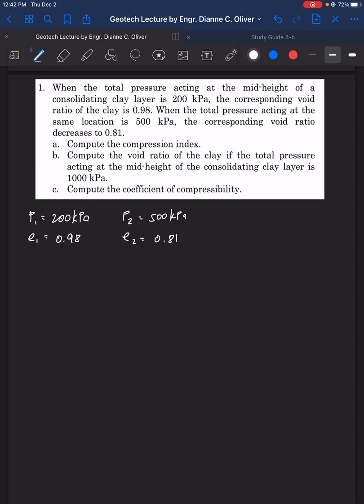Letter A, compute the compression index. Letter B, compute the void ratio of the clay if the total pressure acting at the mid-height of the consolidating layer is 1000 kPa. Letter C, compute the coefficient of compressibility. So for letter A, we have the compression index with the given P and void ratio. So Cc is equal to e1 minus e2 all over log of P2 over P1. Okay, so that's the formula.